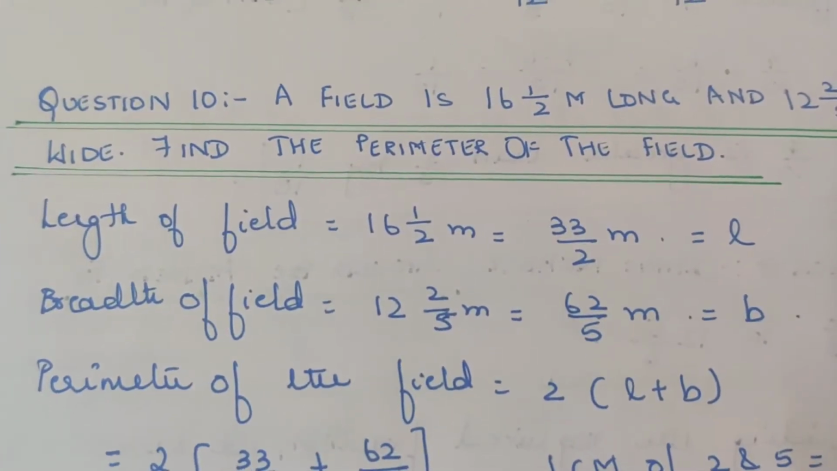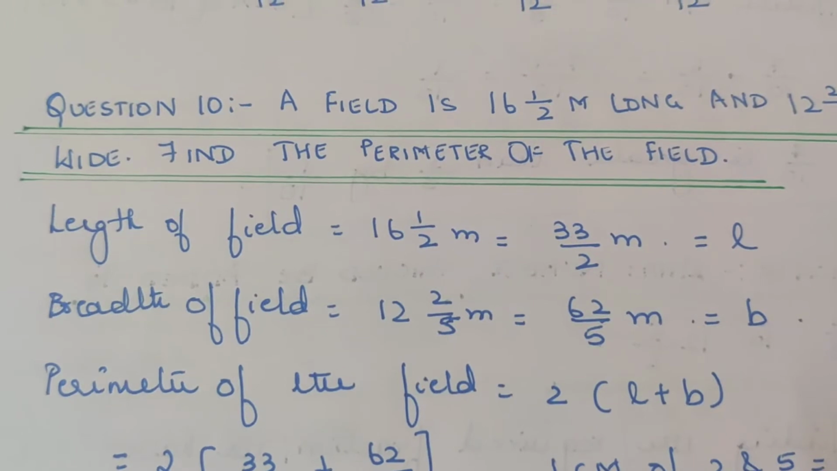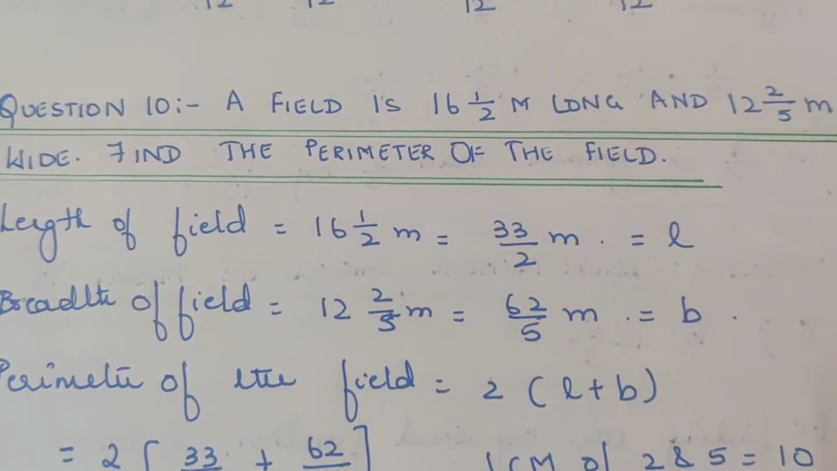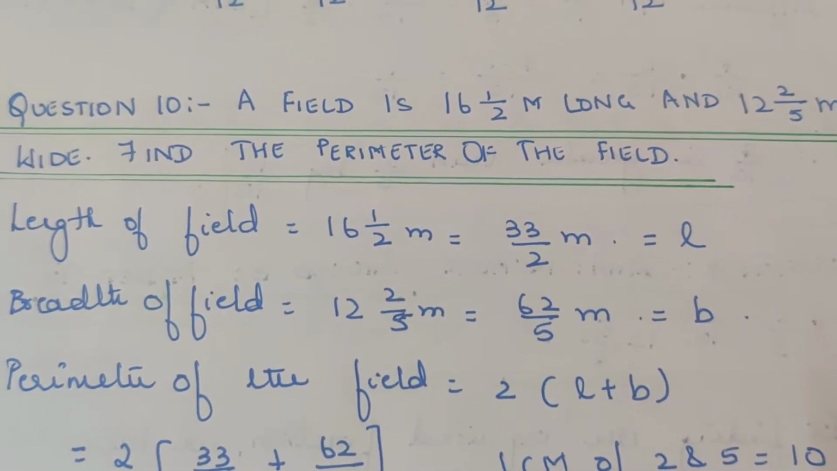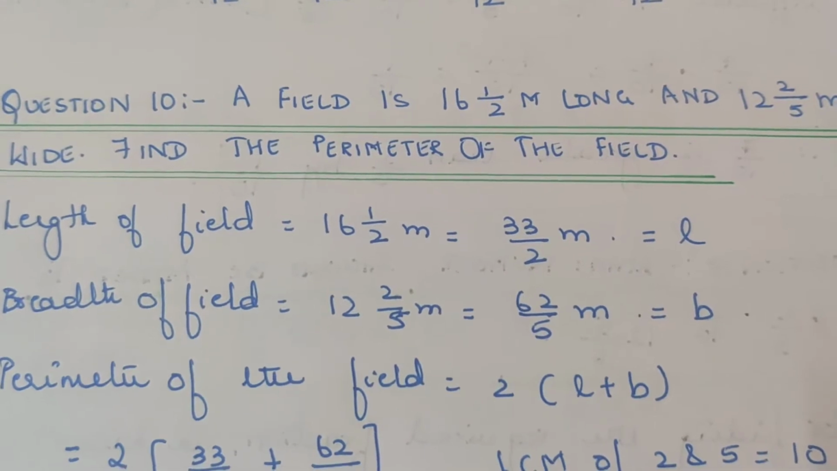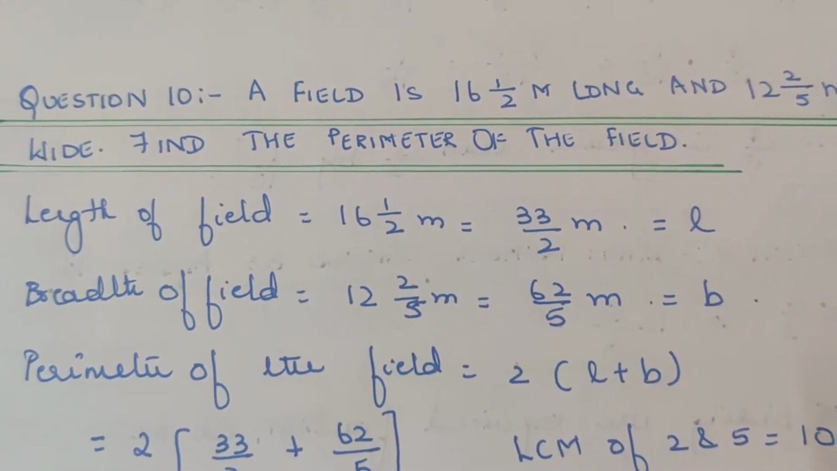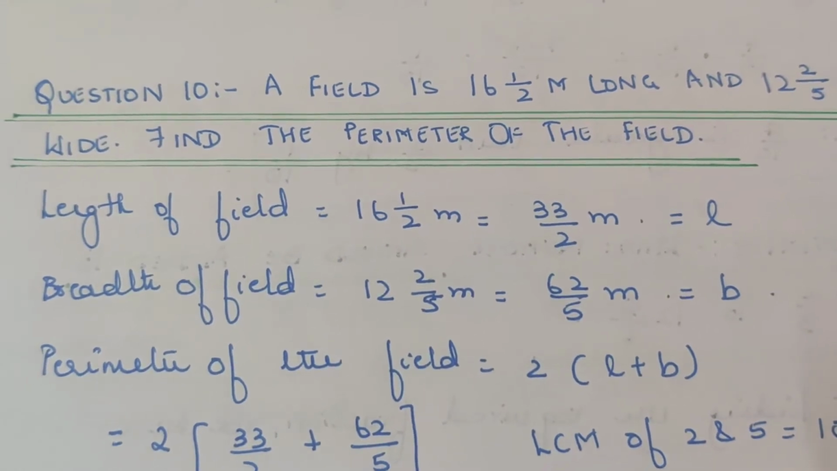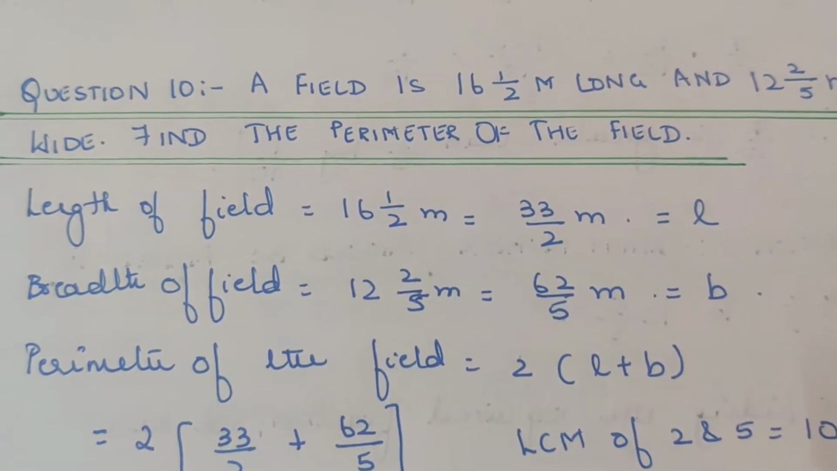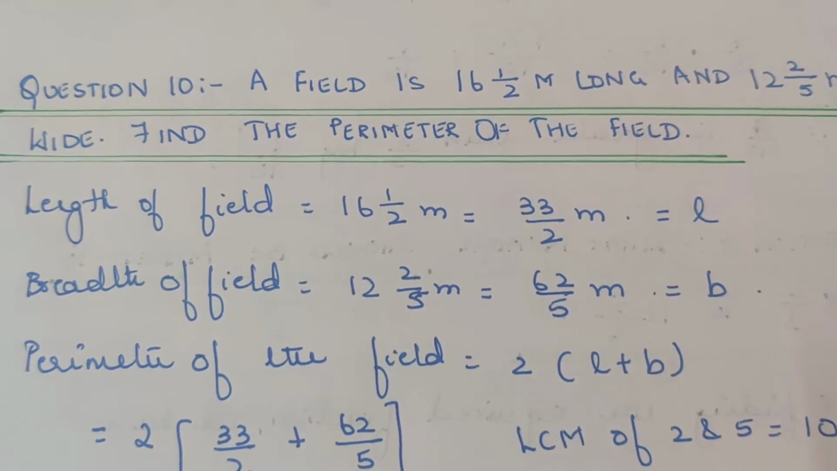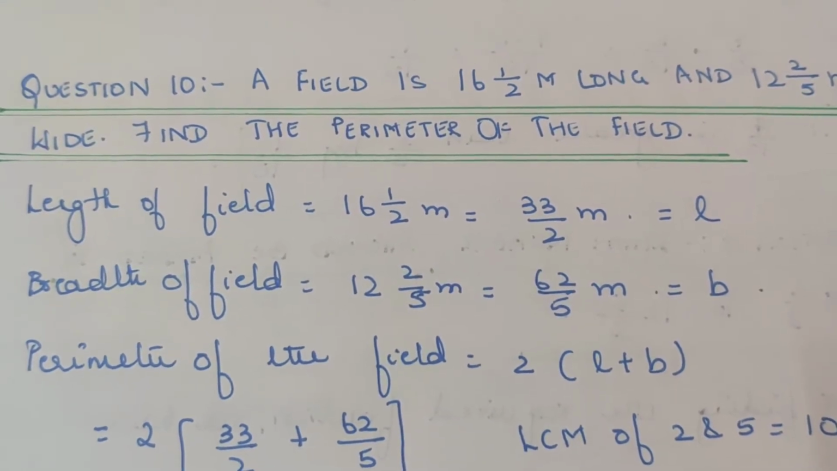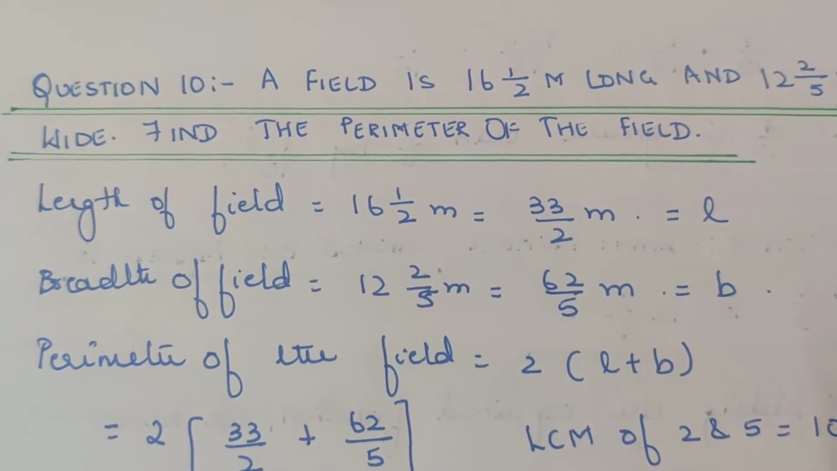Length of the field is equal to 16 1 by 2 meter. When you convert that into the mixed fraction, you get 33 by 2 meter. That is equal to L. Breadth of the field is equal to 12 2 by 5. So when you convert that, you get 62 by 5 meter, which is nothing but the breadth.